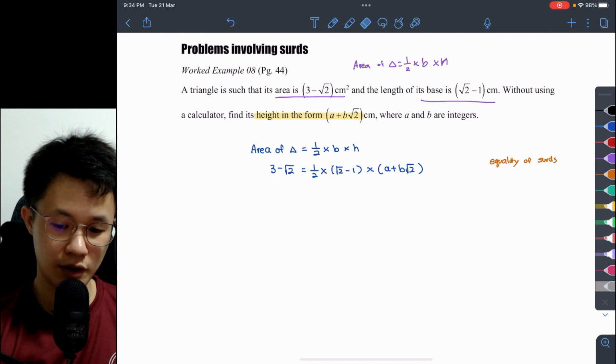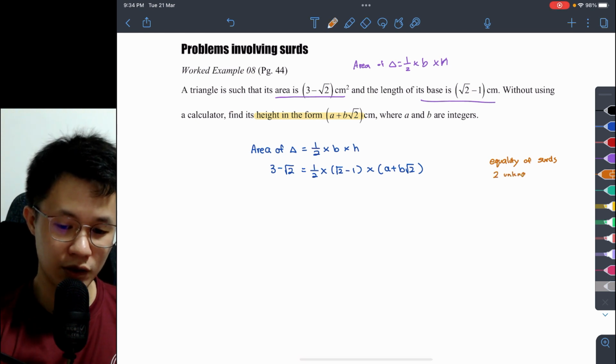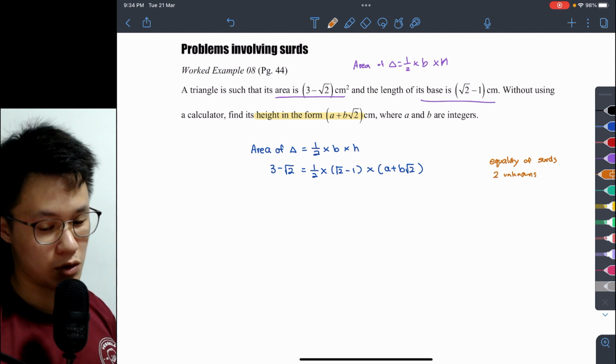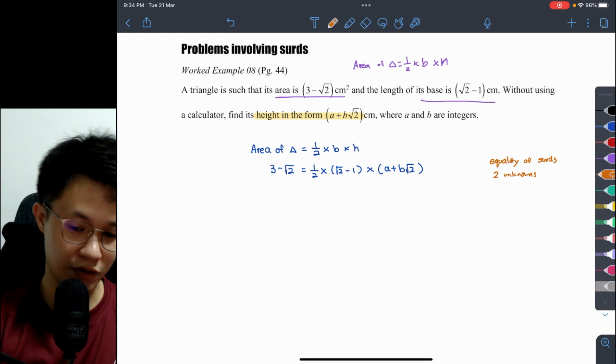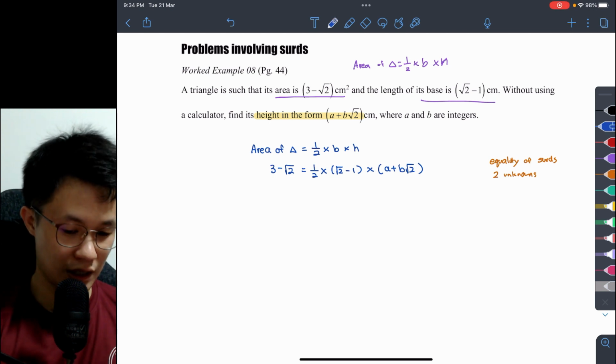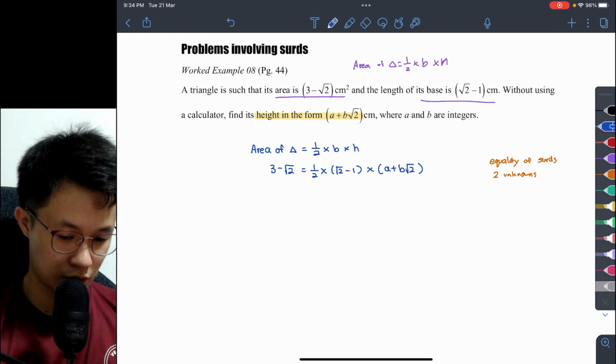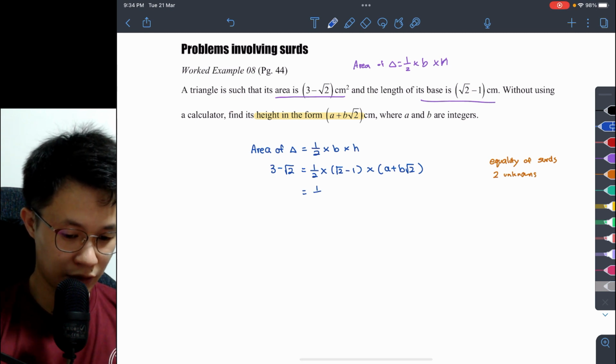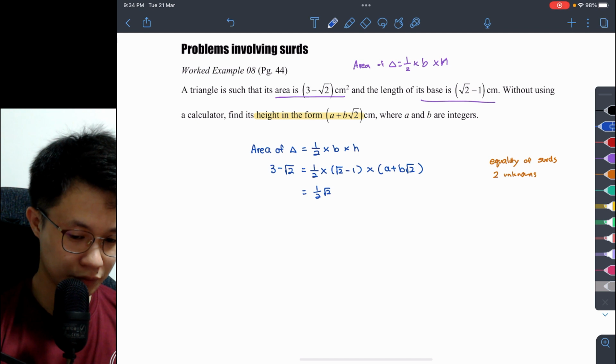Why? Because you're going to use equality of surds to help you solve it, because number one, you have two unknowns. Having two unknowns is not easy to solve, unless you have one unknown, then that would be simple. But because you have two unknowns and you have an equation, it will be good to use equality of surds to solve this. So what we're going to do is simplify the right hand side.